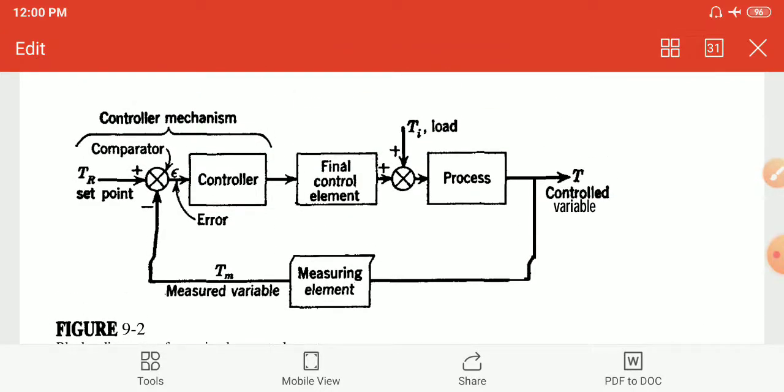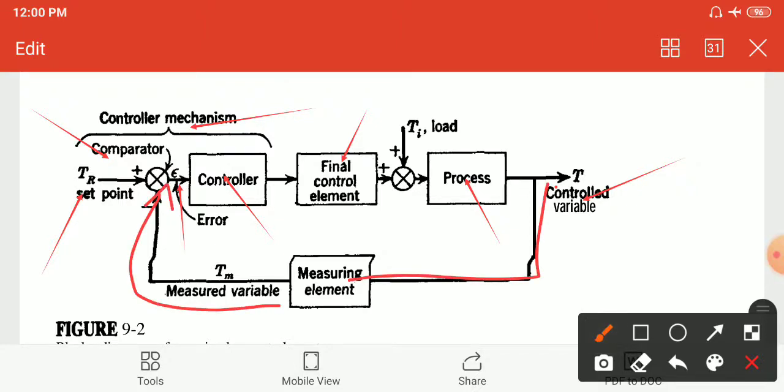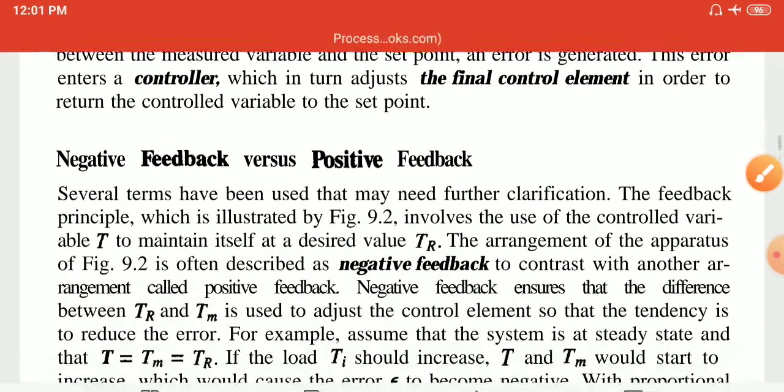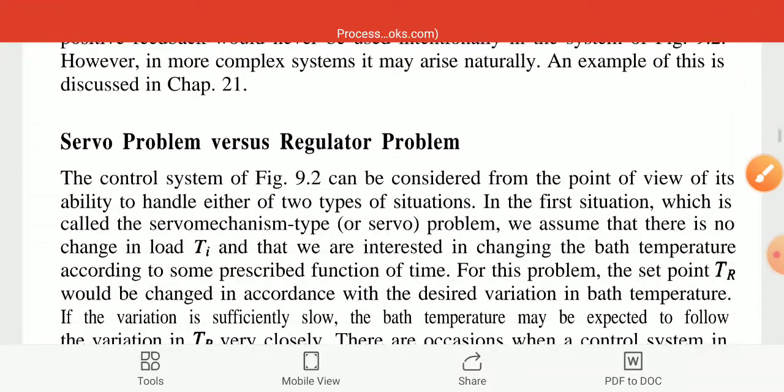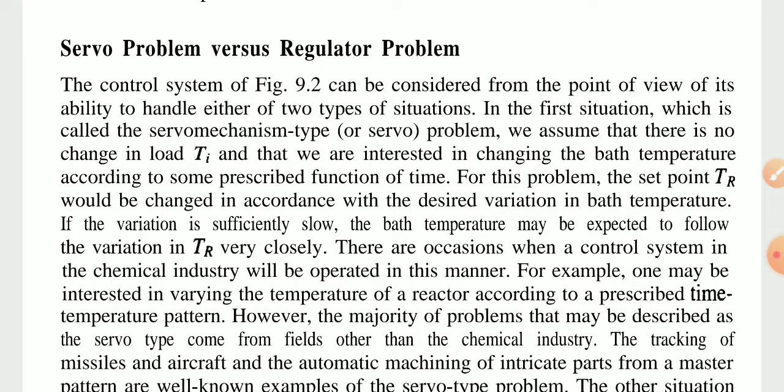Simply, this is the set point, this one TR is the operator control mechanism part, the controller with some error, the final control element, the process, the control variable, then a bypass to the measuring element for the measured variable. Okay, in the servo problem versus regulator problem, the control system of figure 9.2 can be considered from the point of view of its ability to handle either of two types of situation.